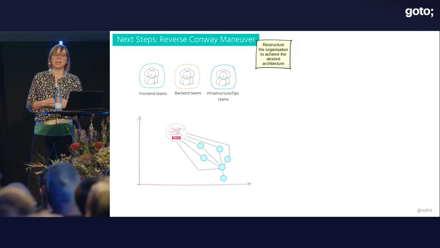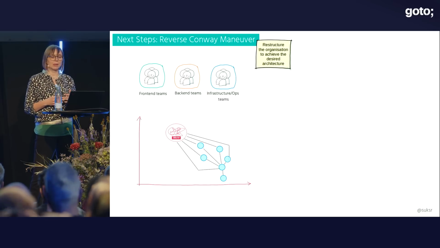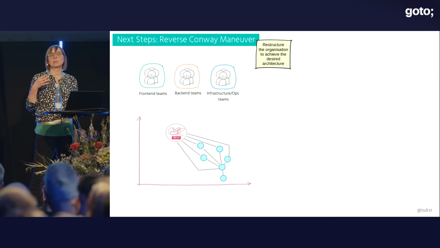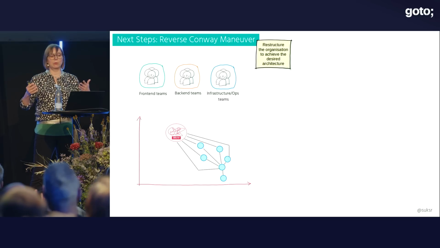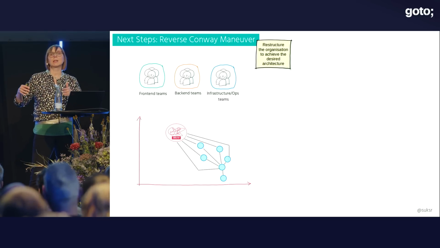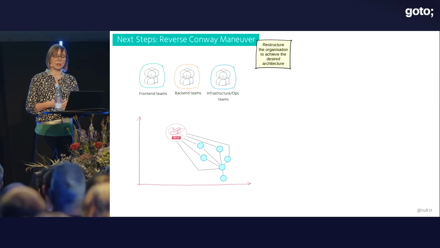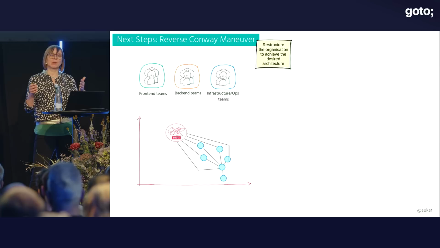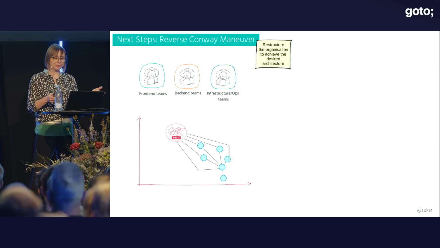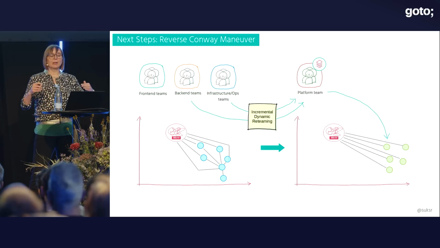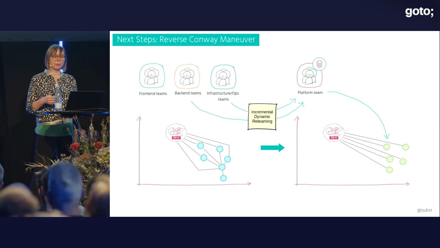Conway's law states that organizations design systems that mirror their own communication structure. And the reverse Conway maneuver suggests to restructure the organization first, so as to achieve the desired architecture as an outcome. And we can start with the teams and the landscape of today, and apply the reverse Conway maneuver by incrementally, dynamically reteaming in small steps.